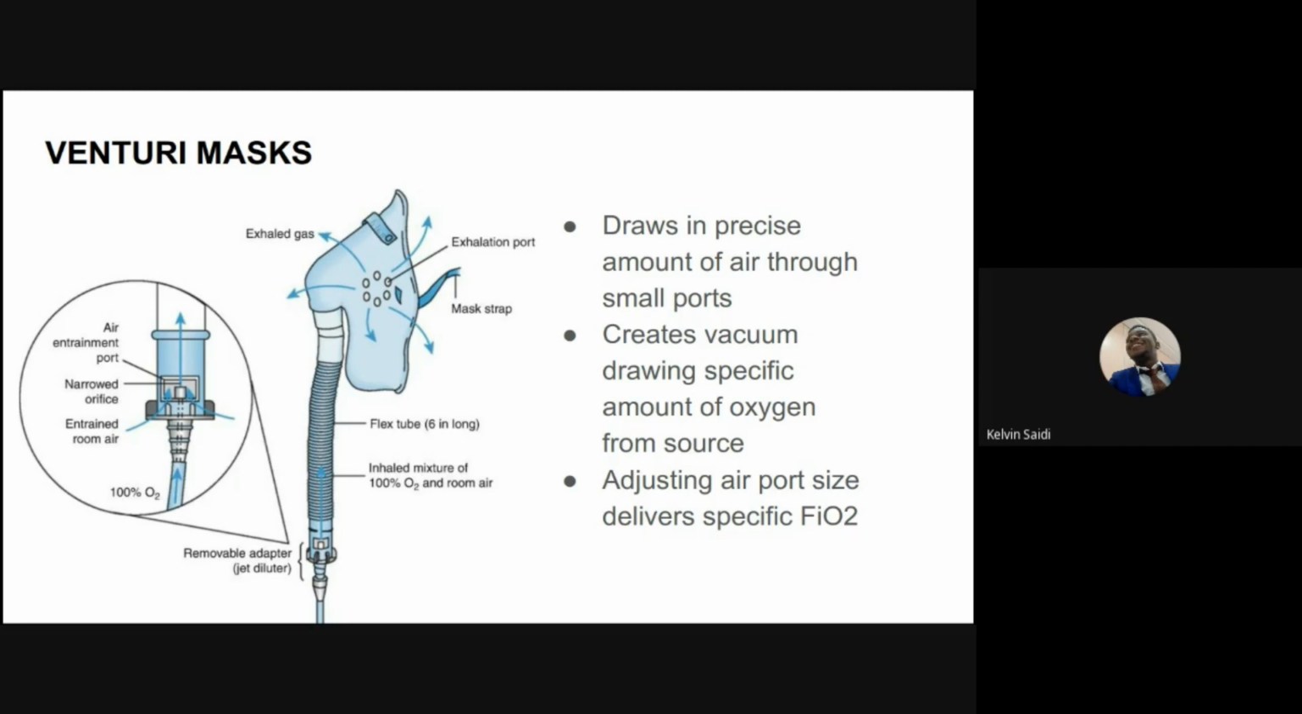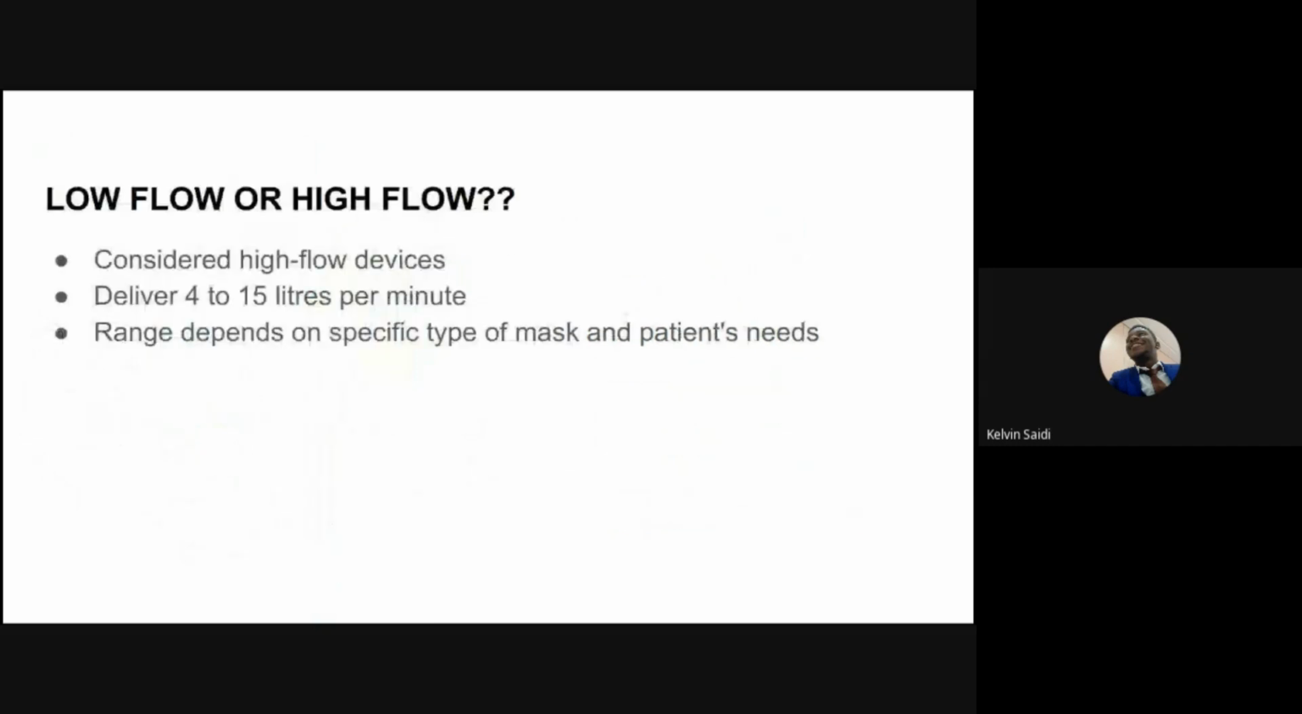So moving on, let's answer the question. Are Venturi masks high or low flow devices? So Venturi masks are considered to be high flow devices because they can deliver a relatively high flow of oxygen to the patient. So the flow rates can range from 4 to 15 liters per minute, and this varies depending on the specific type of Venturi mask and the patient's needs.